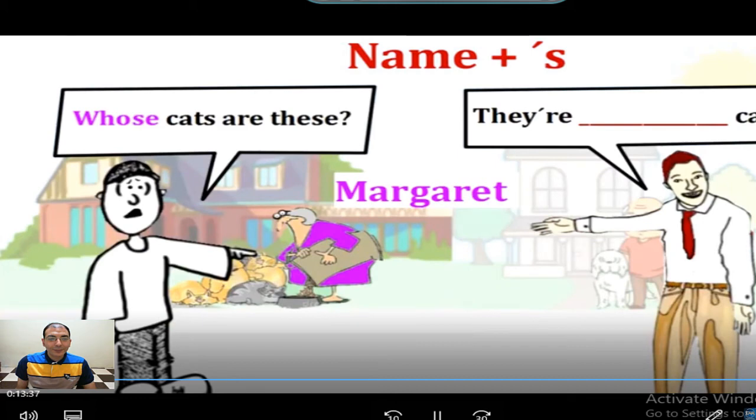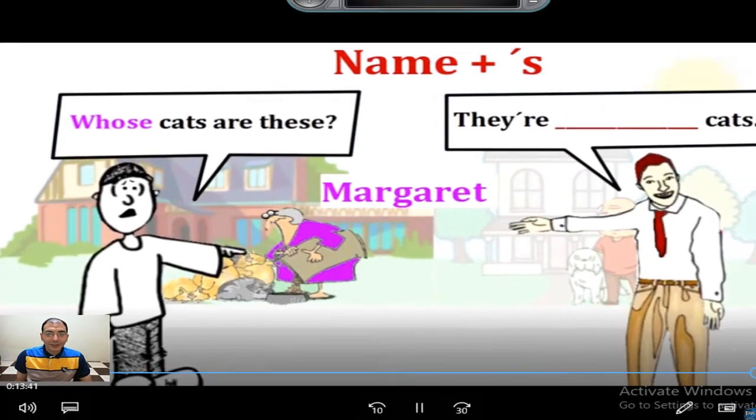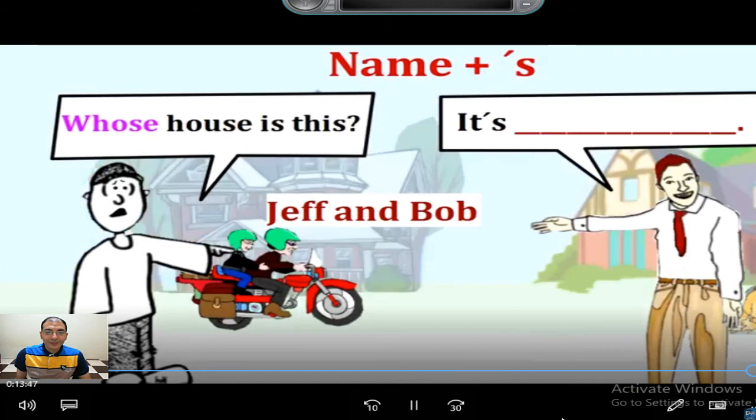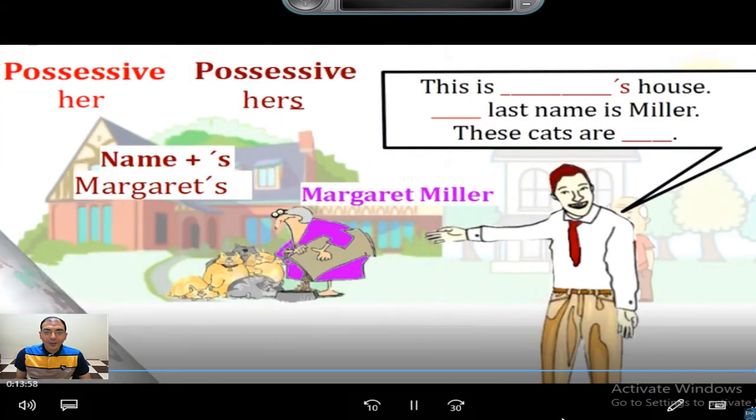Whose cats are these? ملك من هذه القطط؟ They're Margaret's cats. إنها قطط السيدة مارغريت. Whose house is this? ملك من هذا المنزل؟ It's Jeff and Bob's. No, okay. Manzil Jeff and Bob.